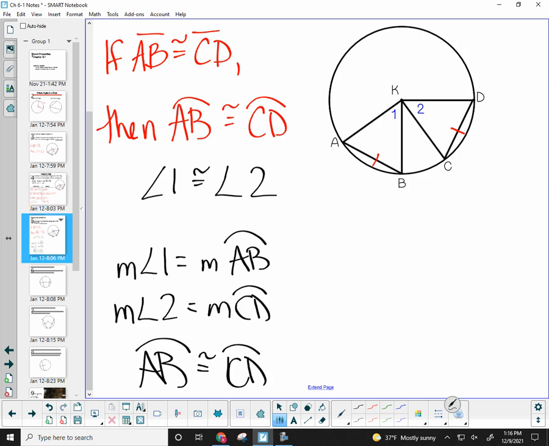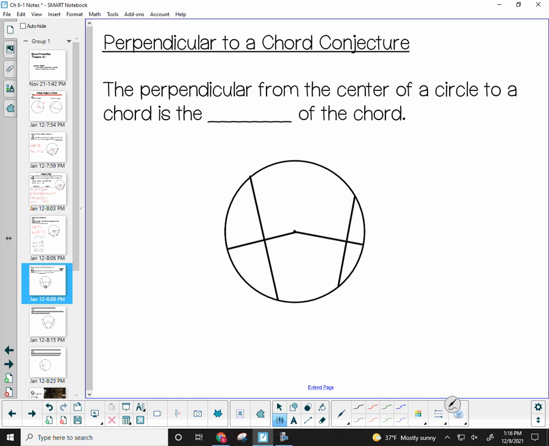All right, next one. The next one says the perpendicular from the center of a circle to a chord is the bisector of the chord. So go ahead and fill in the blank, and then we'll talk about what that means. The word is bisector. So I have the perpendicular to a chord. The perpendicular is coming from the center, so it has to be perpendicular right here. If you have the perpendicular, it's going to cut the chord in half. It's going to bisect the chord.